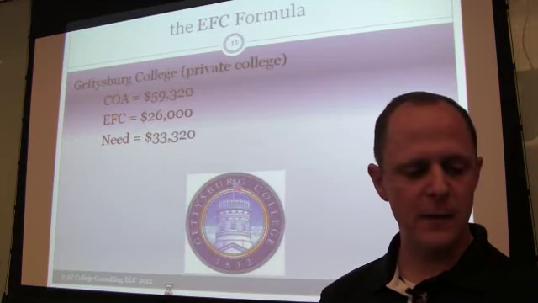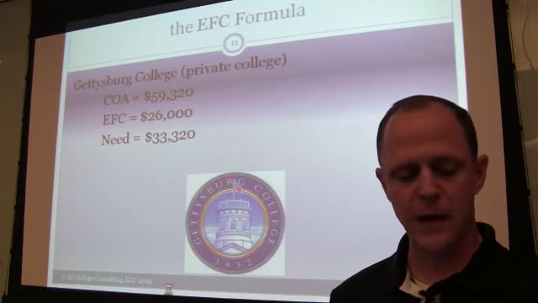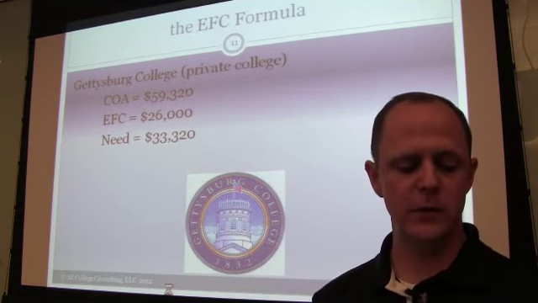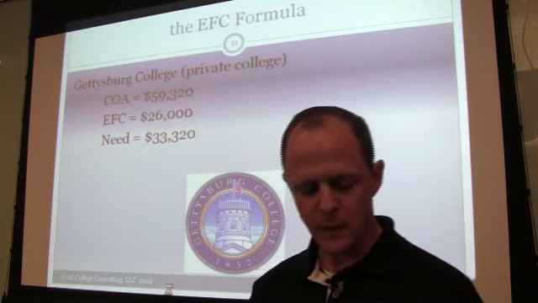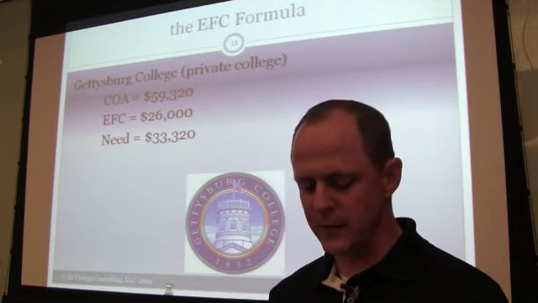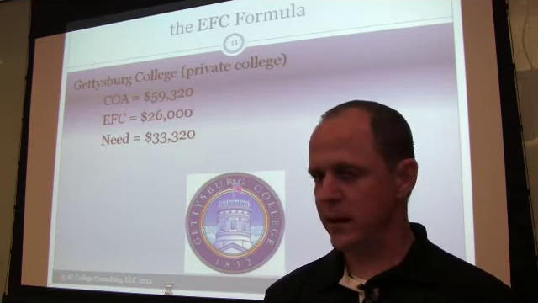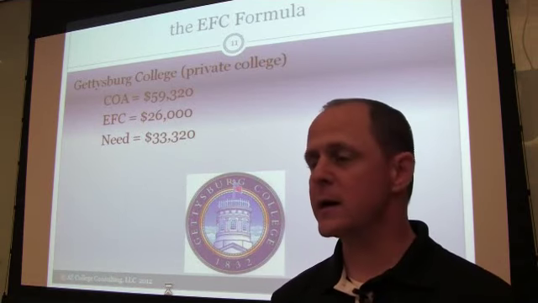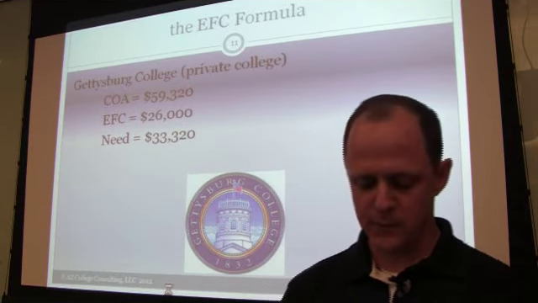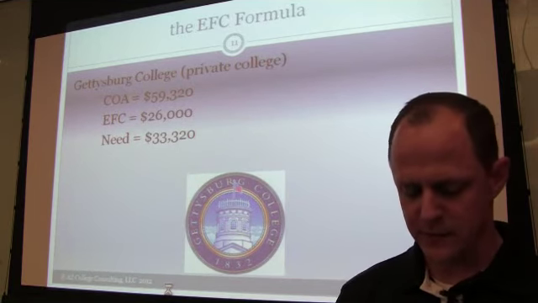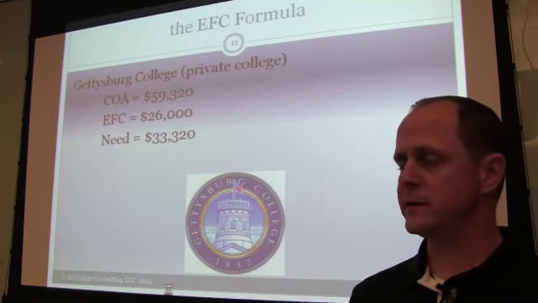Now, if we take that same family and they apply to Gettysburg College, where the sticker price is $59,300, now they qualify for $33,000 in need-based aid. So this college may be less expensive than the in-state school for some students, based on the amount of aid that would be granted by the college. So don't throw out a college based solely on the sticker price until we've done all these different things, until we found out what the discounts are and the scholarships and the grants, etc. In the long run, a more expensive college may be less expensive.